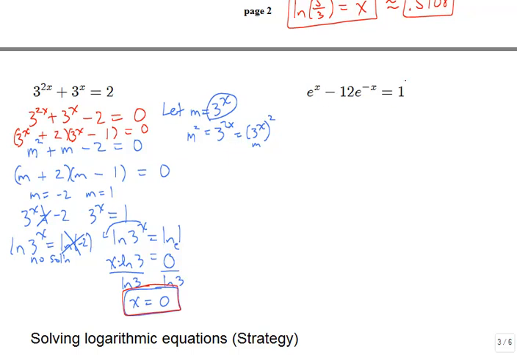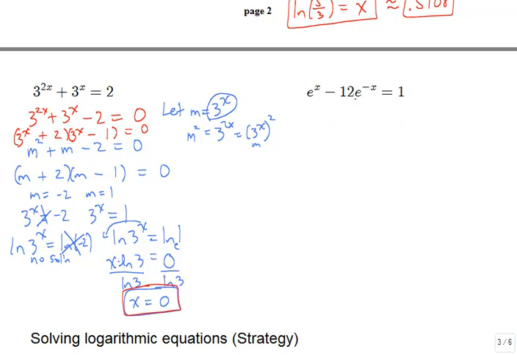Let's try that again on this example. So what you want to see on this one is, again, it has two different exponential expressions with two different powers. We've got an e to the positive x and an e to the negative x. So it's a little bit confusing about where to start, because normally when we're trying to solve exponential equations, we try to isolate the exponential and get all the other stuff on the other side.